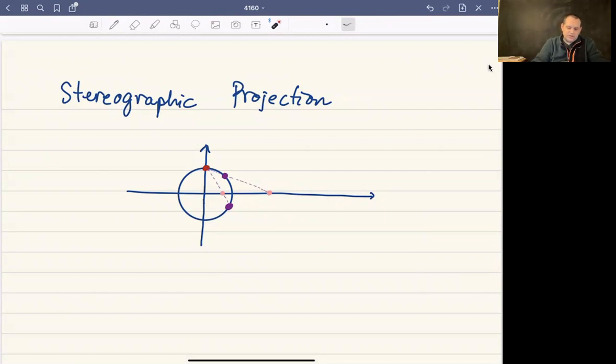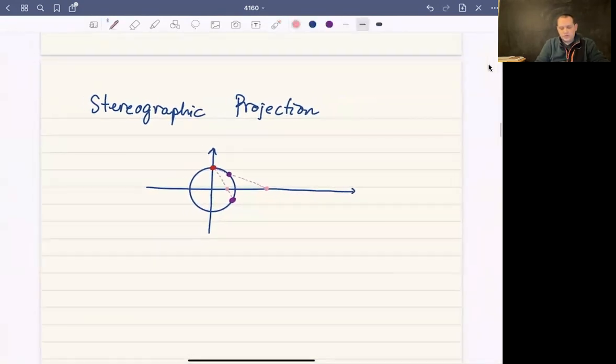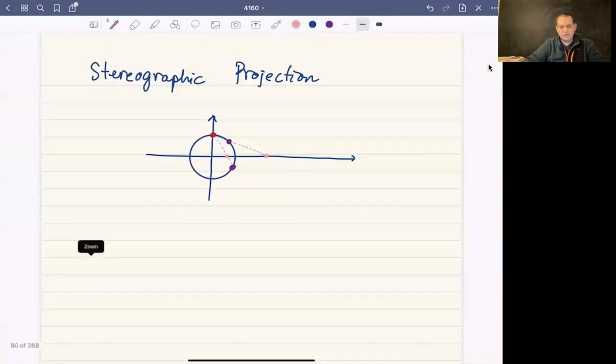Okay, so this is called a stereographic projection. What we're going to do is this, but in 2 dimensions. So instead of thinking about just a circle sitting on a horizontal axis, we're going to take a plane, and then we're going to put a sphere of radius 1 so that the equator line of the sphere is on that horizontal axis.